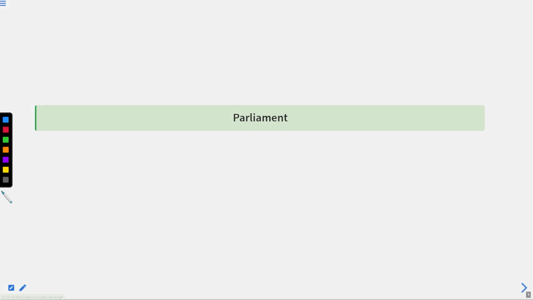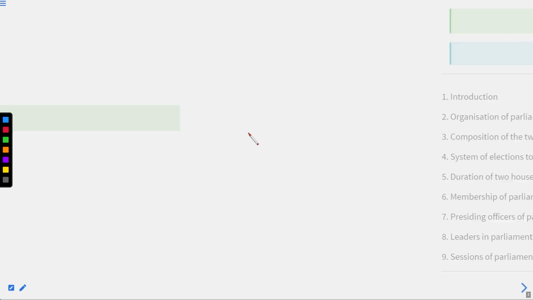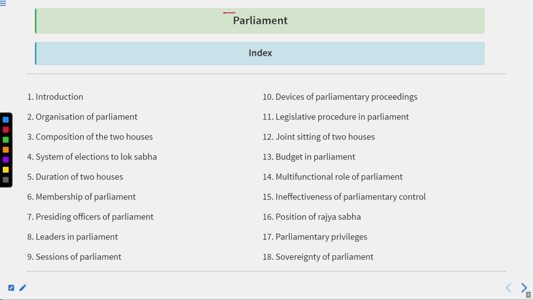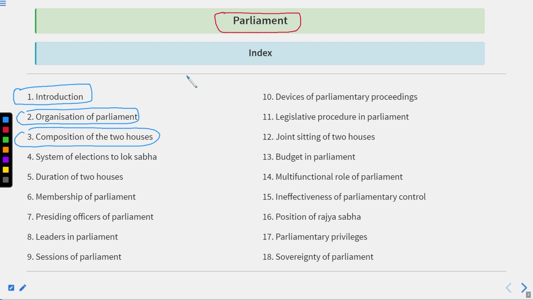So students, as you can see here, today we are going to start the discussion over the parliament. Basically, in this particular series on the parliament that we are going to start right now, we have scheduled these topics for the discussion: the introduction part, what is the organization of the parliament, composition of the two houses, because we know that the Indian parliament is based on bicameralism.